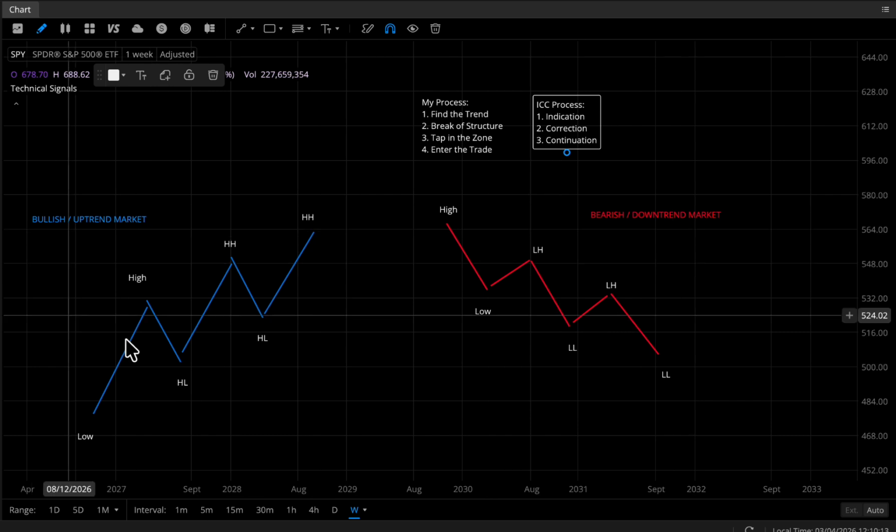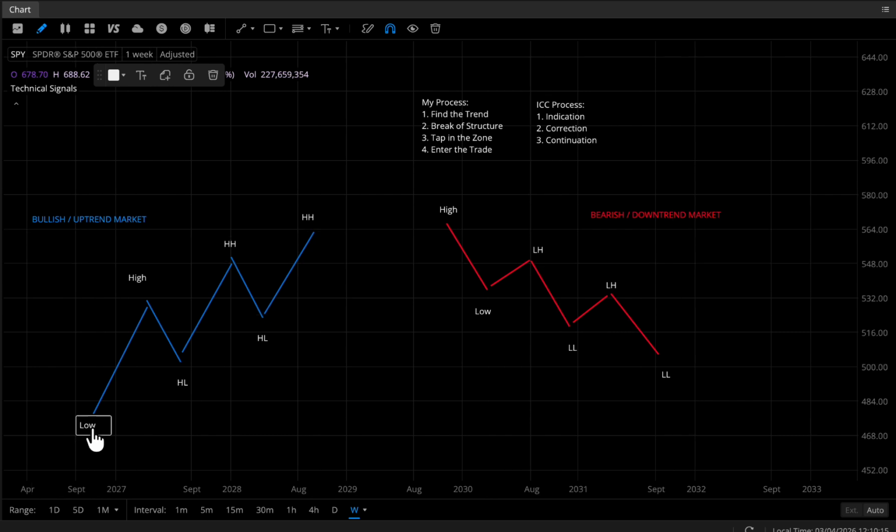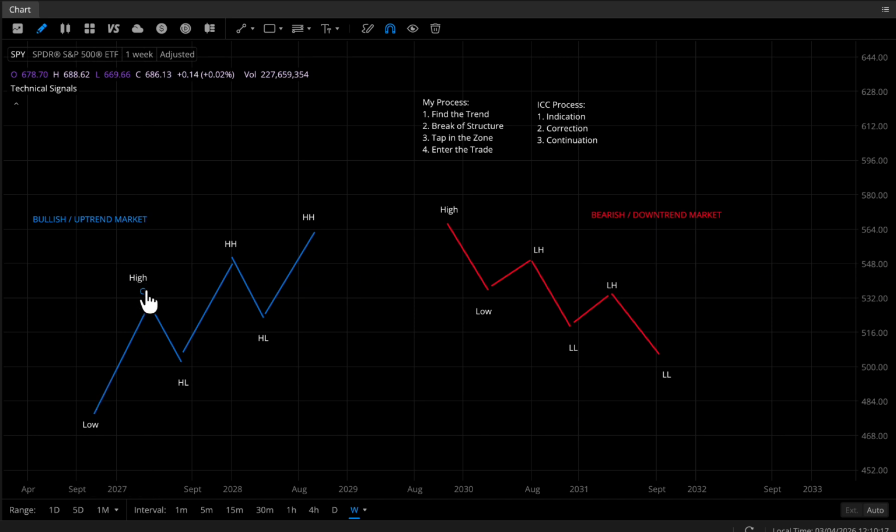So in a bullish market, we have a low, then we have a high, then we have a higher low because this low is higher than this previous low. Then we have a higher high because this high is higher than this previous high. And then it's continuing. So a higher low, a higher high, higher low, higher high. That is a bullish market.